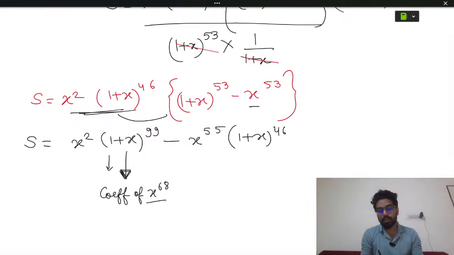Why? Because the coefficient of x power 68 into x power 2 is x power 70. From here this is x power 55. So, I will take the coefficient of x power 15.